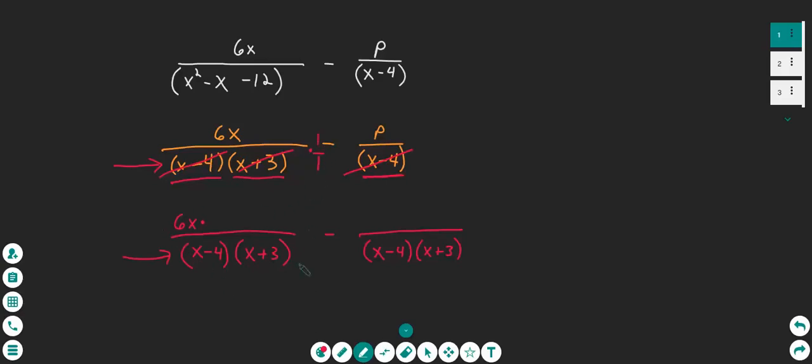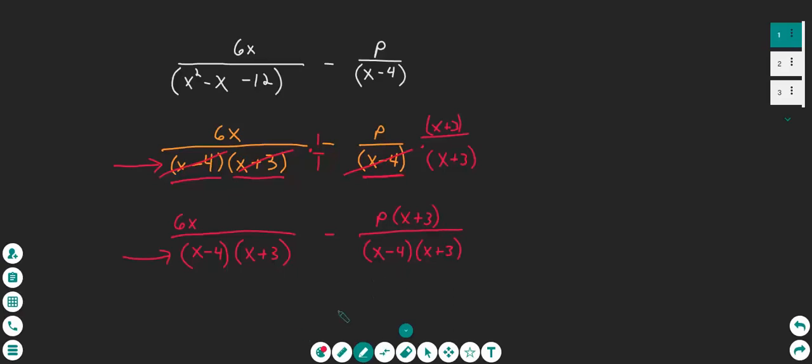To get to this term, or this fraction here. So there you go. So we really don't do anything with that one. It just stays 6x. Over here, what did we multiply this fraction by to get to this? Well, we would have had to have multiplied this denominator by an x plus 3, right? In order to get to this denominator. So we need to do the same thing in the numerator. We need to multiply that by an x plus 3. So we end up with p times x plus 3 in the numerator.